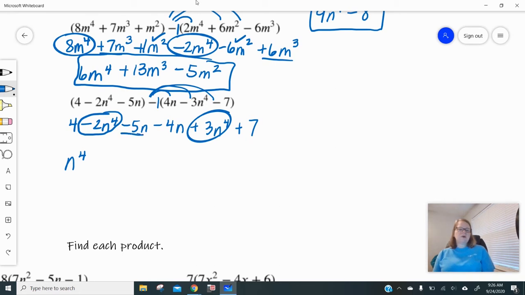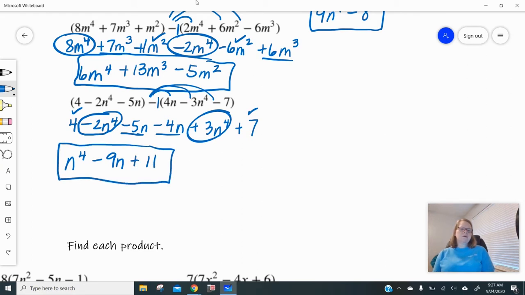Here's an n term and another n term. So -5 minus 4 is -9n. And then we've got 4 plus 7. 7 plus 4 is 11. So there is our answer: n to the fourth, and then an n, and then a number. Descending order, so it's a complete, final answer there.